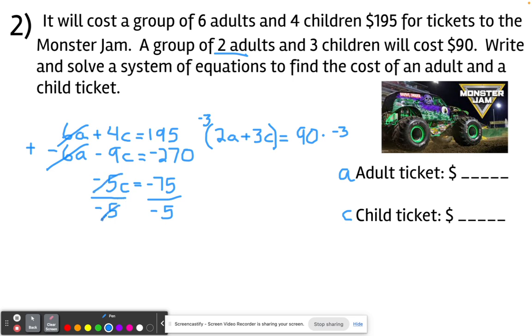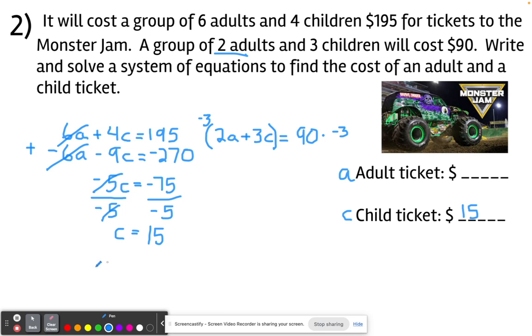And the cost of my child ticket will be -75 divided by -5, or $15. Each child ticket will be $15. Now I have to figure out the cost of my adult ticket. I could use either of these equations to figure it out. I always use my original equations, not after I've multiplied that by -3. So I could use this one, or I could use this one.